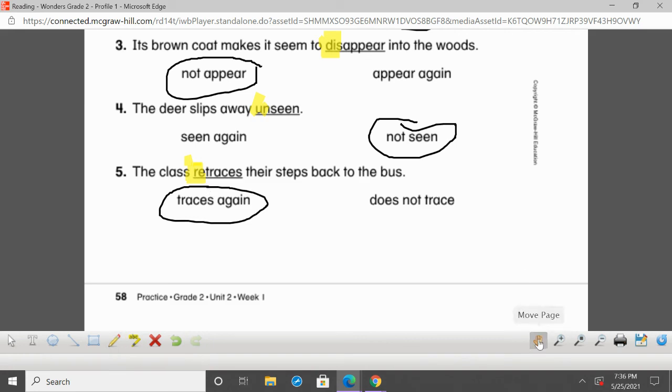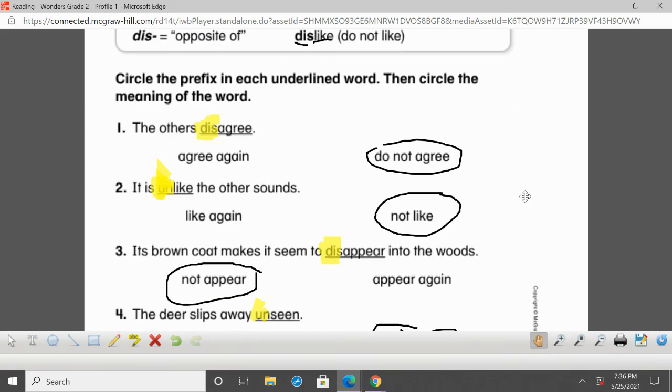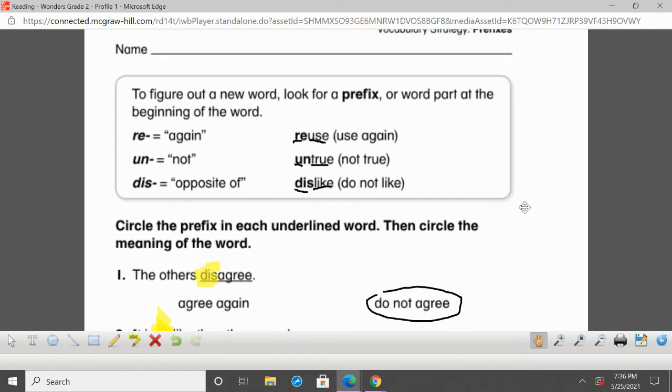All right, second grade, I'm going to move our page back to the top so we can review before I let you go. So we talked about a prefix, which is a word part that comes at the beginning of a word. Now, we can use this for a word we don't know. So let's say you see the word reuse in your reading, and you're like, I don't know what that means. You think to yourself, oh, I see that prefix R-E. I know that means again. So I use my prefix again, re, and I use. So use again.